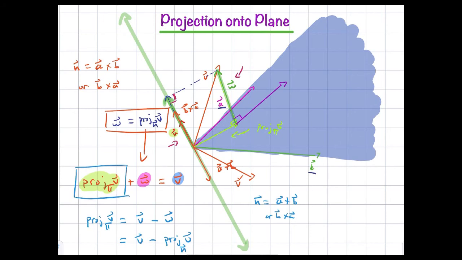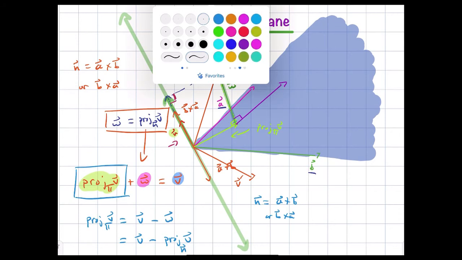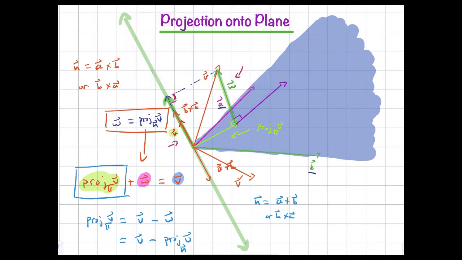And I should use a different color that is going to stand out. I've used too many colors. Maybe this one. Yeah, there we go. Okay. So I'm now looking at actually the negative of w. So going the opposite way, right? So that is negative w.